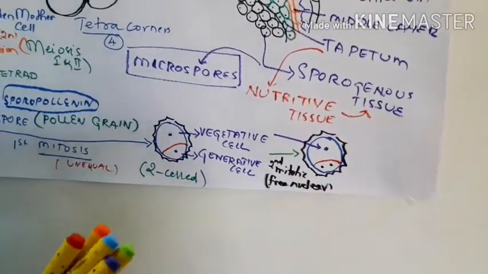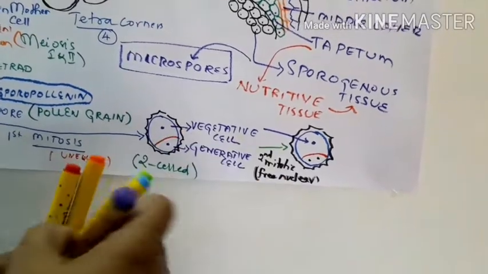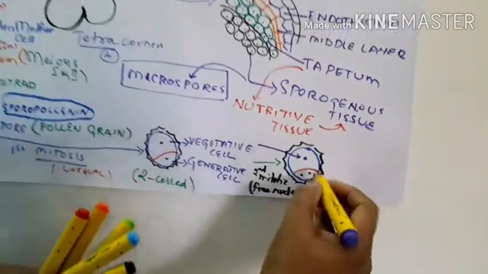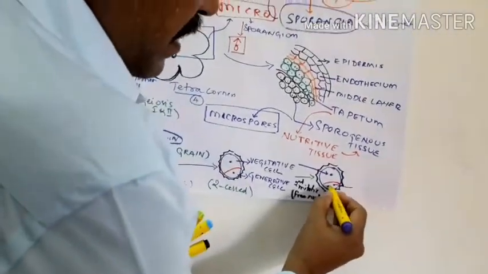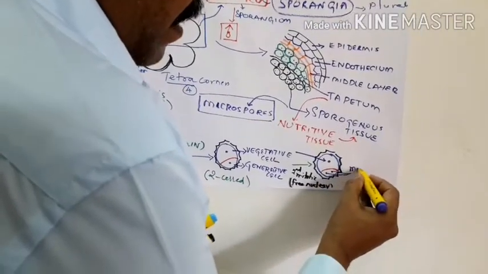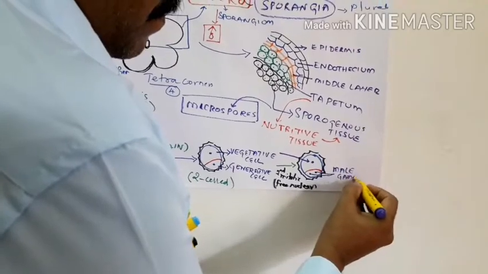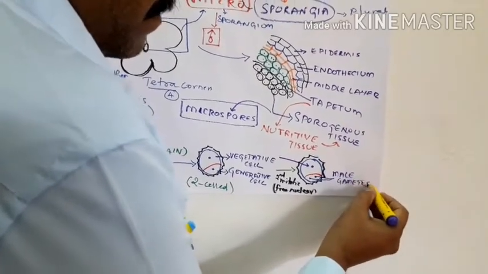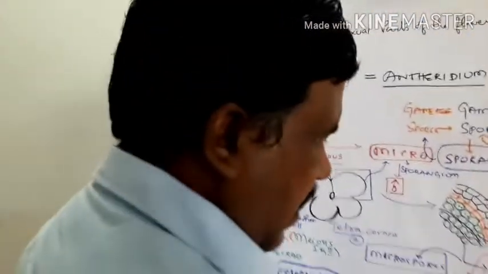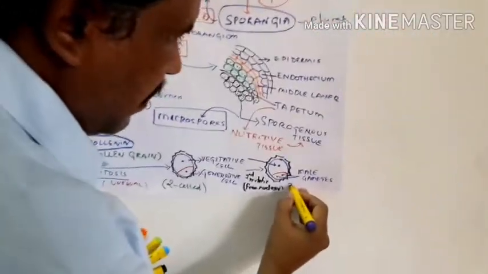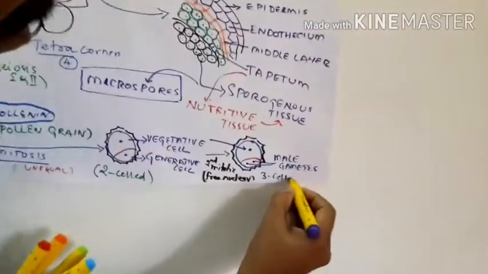Okay. Now, what is the name that you assign for this? Of course, this is the generative cell, and these two nuclei that are formed are nothing but the male gametes. Is it clear? So this stage is said to be the three-celled form.